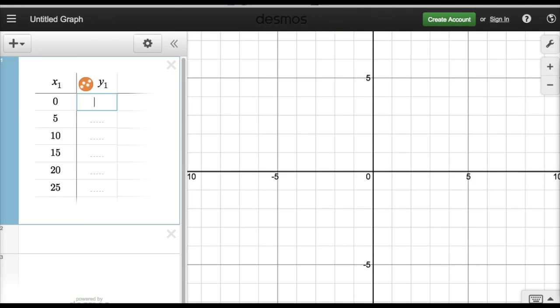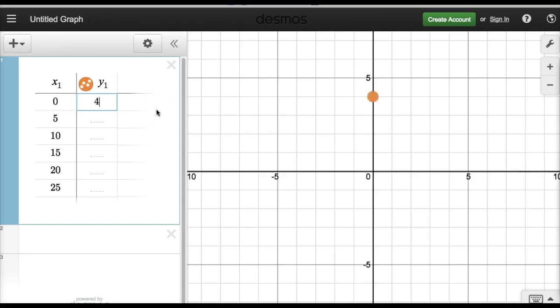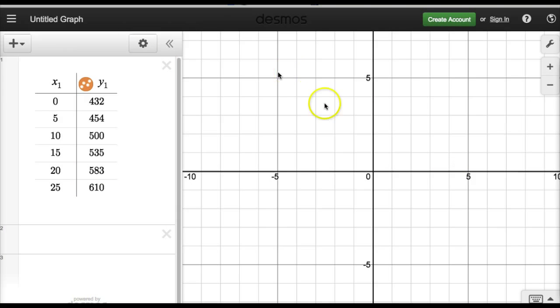And for y sub 1, I need to write this down first because I don't like switching back and forth. I wish I was in class right now so you guys could all tell me what the numbers are, but that's okay. I'm going to go back to the calculator and put in 432, then 454, then 500, then 535, 583 and 610.